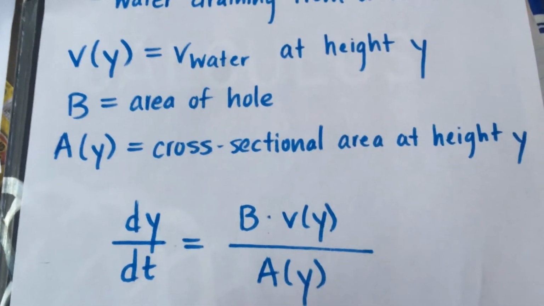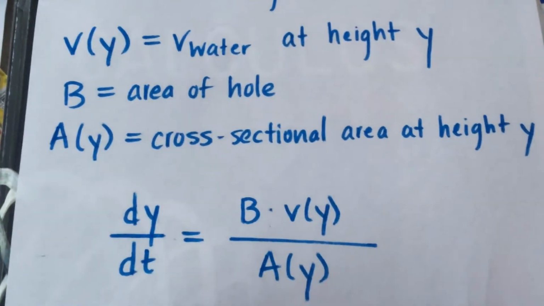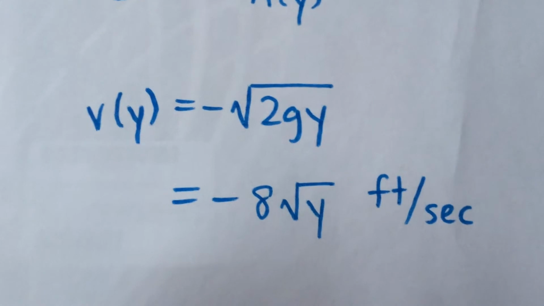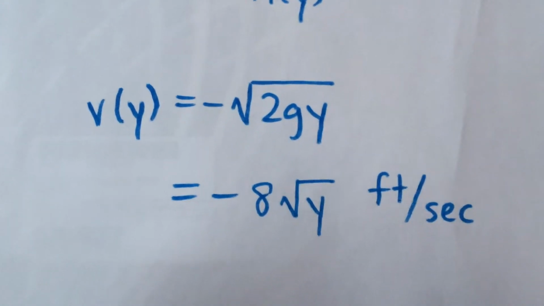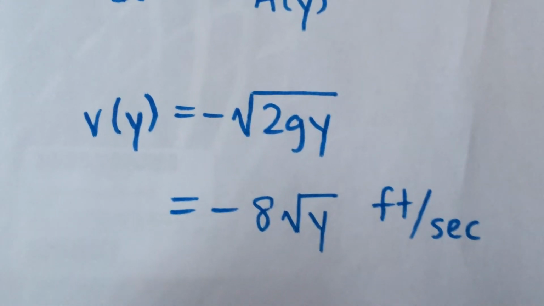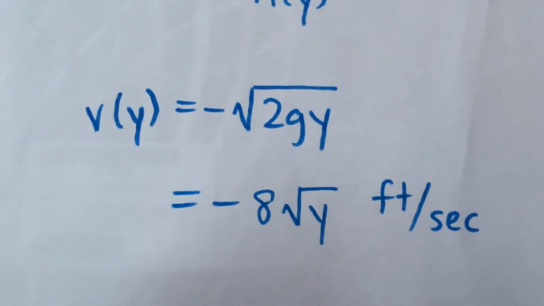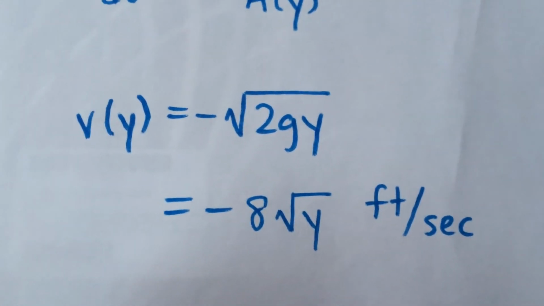Using the variables that you see in the video, we can set up a relationship between the height of water in the tank and time. We figure out the speed that the water is leaving the tank through Torricelli's law, which states that the speed that the water is leaving the tank is equal to the negative square root of 2 times gravity times the height, which is equal to negative 8 square root of y feet per second.